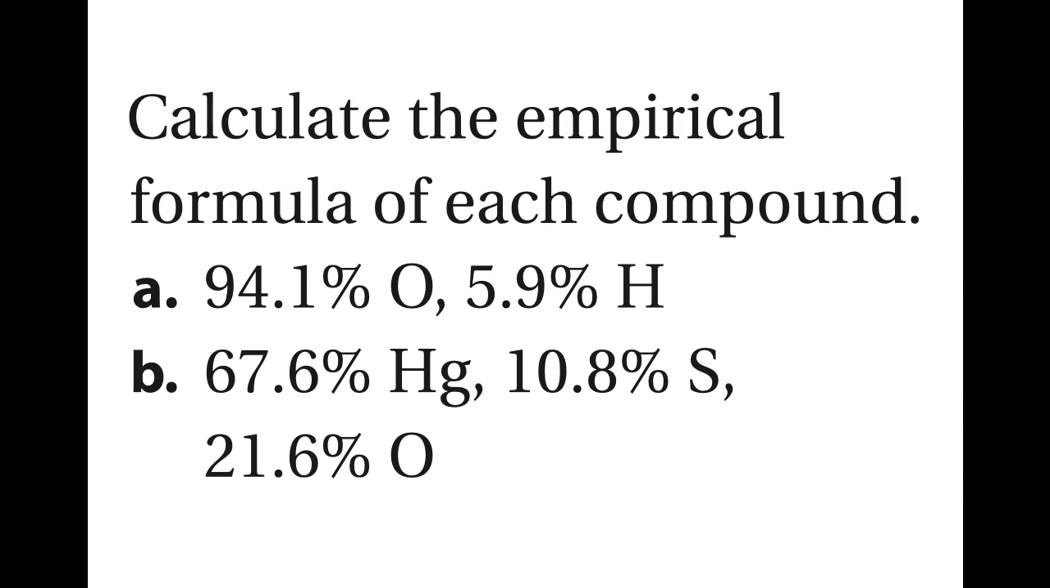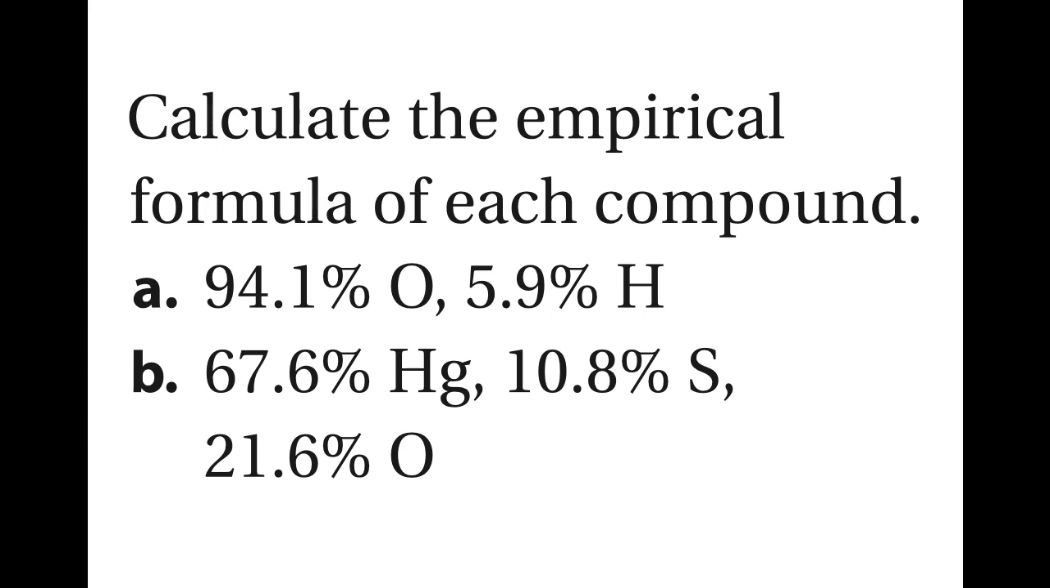So if you're working on B, you have 3 components here. You have mercury, sulfur, and oxygen. So you need to find the empirical formula of each compound. So that means that I need to turn that 67.6% of mercury into 67.6 grams of mercury, that 10.8% of sulfur into 10.8 grams of sulfur, and that 21.6% of oxygen into 21.6 grams of oxygen. So I'm going to start with mercury first and convert that 67.6 grams of mercury into moles of mercury.